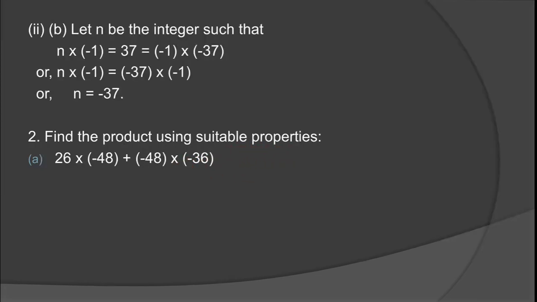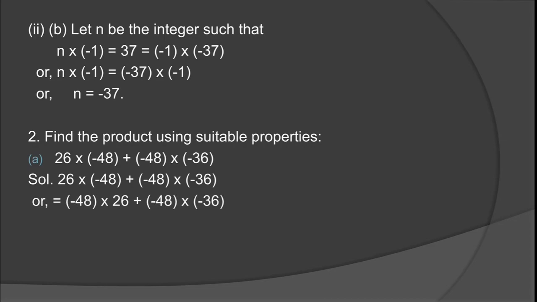So let us solve. 26 into minus 48 plus minus 48 into minus 36 can be written as minus 48 into 26 plus minus 48 into minus 36. You can see here that 26 into minus 48 is written as minus 48 into 26. Why? Because of the commutative law of multiplication of integers. We know that integers follow the commutative law, so a into b can be written as b into a. So 26 into minus 48 can be written as minus 48 into 26.